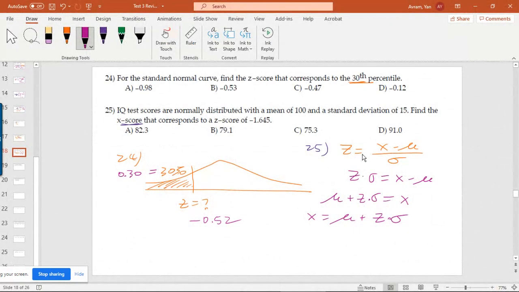So this one is in the formula sheet. But what I want to show you is that this formula and the G-score formula actually are the same. All right. So if we give you the G-score, you can find the x value. So mu here is 100, G-score here is negative 1.645, times sigma here is 15. If you calculate this, that will give you 75.3, which is C. Okay, so given the G-score, you can find the x value.